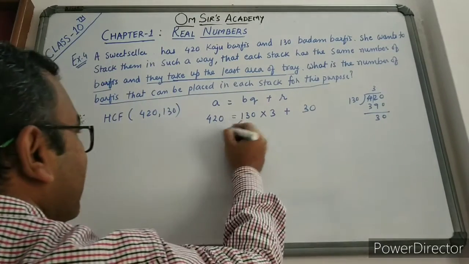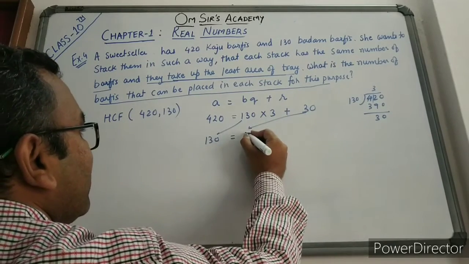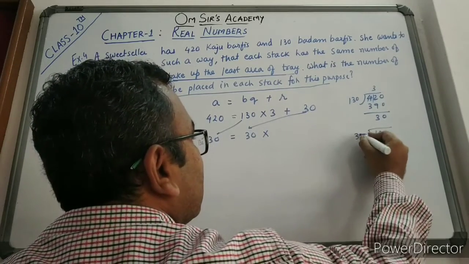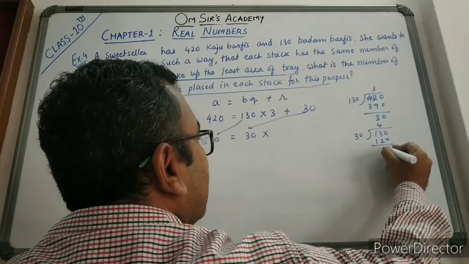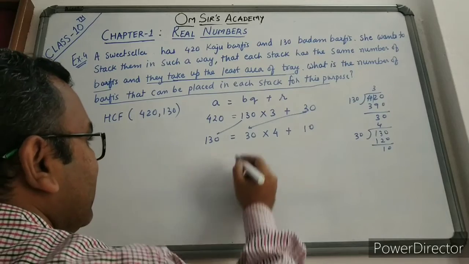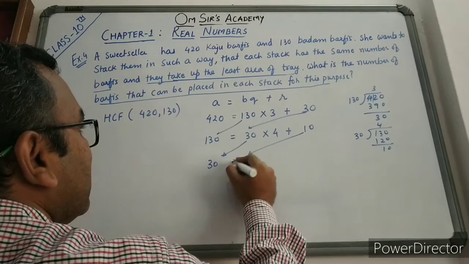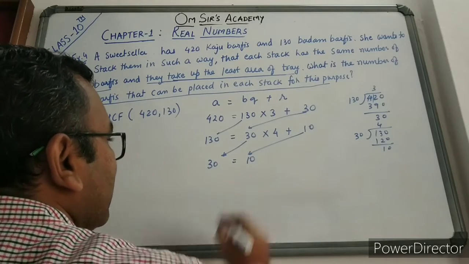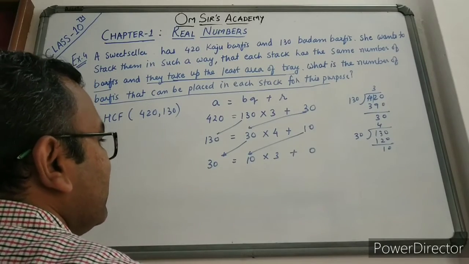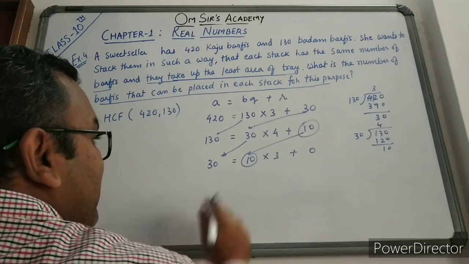Okay, in the second case this B will become my A and this remainder will become my B. So 130 divided by 30, 30 4s are 120, so the remainder will be 10. So 130 equals 30 into 4 plus 10. In the third step we take 30 as A and 10 as B. 10 3s are 30, it is exactly divisible and we get the remainder as 0. So in this case, my B in the last step is 10.